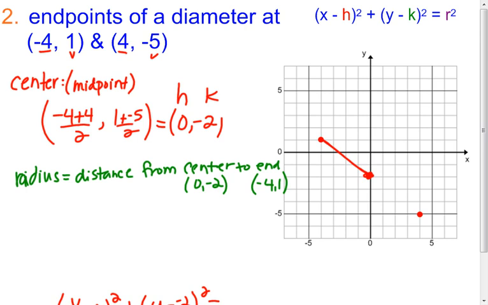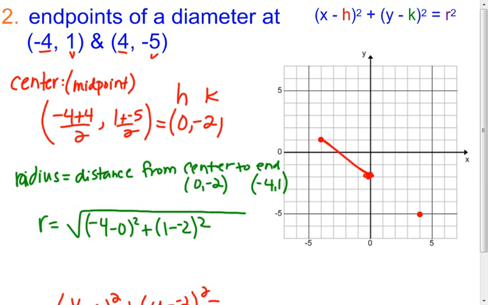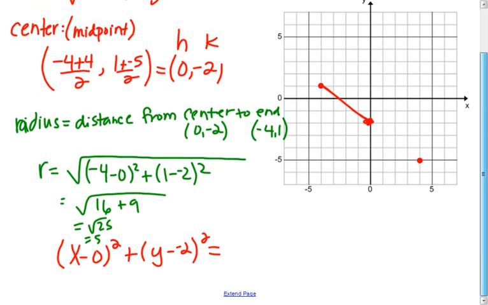Okay? So here we go. Now I'm going to use the distance formula to figure this out. So the distance, which in this case of course is the radius, will be the square root of -4 minus 0 squared plus 1 minus -2 squared. -4 minus 0 is -4 squared is 16. 1 minus -2 is 3 squared is 9. So I will get the square root of 25, which of course is 5. Okay? So my radius is 5.